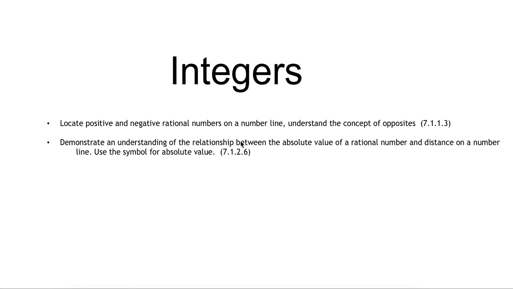Integers. Today we're going to locate positive and negative rational numbers on a number line and understand the concept of opposites. And we're going to demonstrate an understanding of the relationship between the absolute value of a rational number and the distance on the number line. And we're going to learn what the absolute value symbol is.